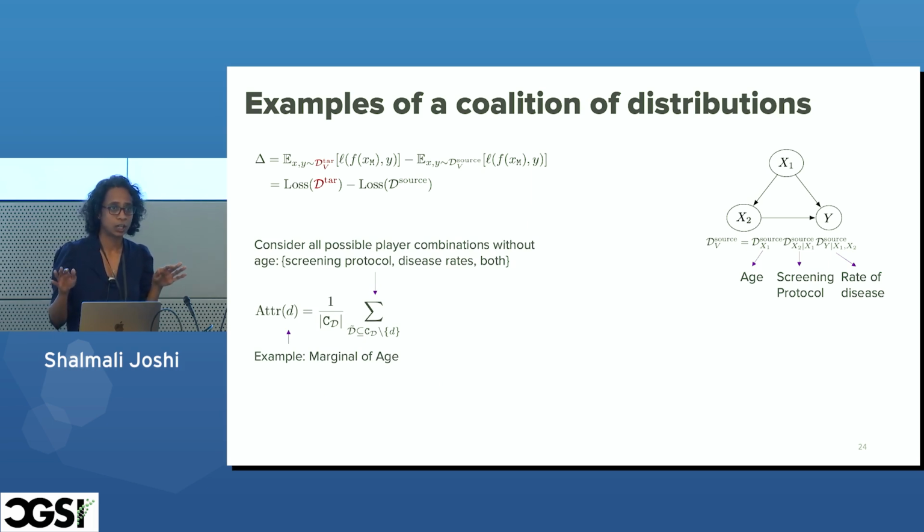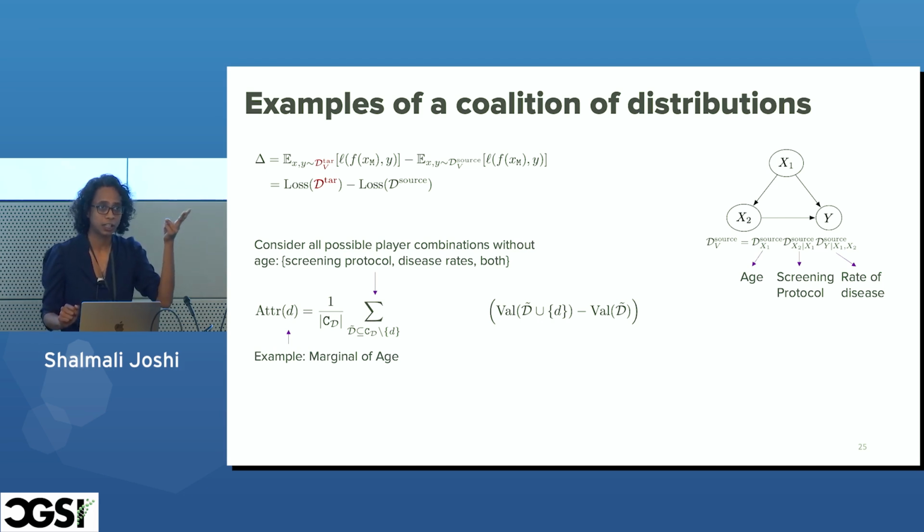Let's say we want to figure out how much the distribution of age is contributing to this loss change. We're going to look at all possible subsets of distributions that don't contain the marginal of age. Then we're going to look at how much the loss changes if we added age to any of those subsets. So the subsets that are possible are the diagnostic screening protocol, the disease rate, y given x1, x2, and a set which contains both of these, right? And then we're going to add age to each of them and see how much the loss changes. And then we're going to average that number. That will tell us how much age is to be blamed for this performance difference. And that's all that's happening here.